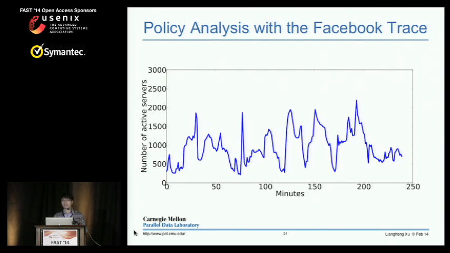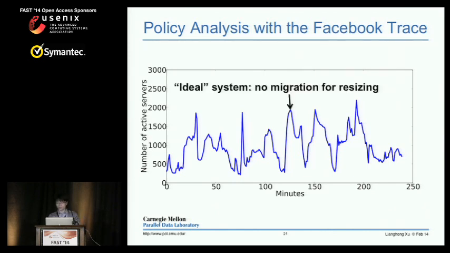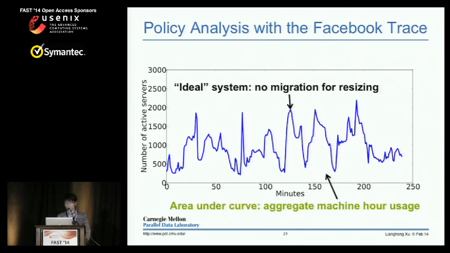You might recall that this figure appeared before when I explained the importance of agility. The meaning of the axes and the 4-hour-long trace here are exactly the same as before. The blue solid line here represents the number of active servers required to satisfy the performance requirement by an imaginary ideal system for which no data migration is required at all for resizing, and it overlaps perfectly with the actual load. The resizing interval is 1 minute. The area under the curve indicates the aggregate machine hours used by the system in the 4-hour period. So the less, the better.